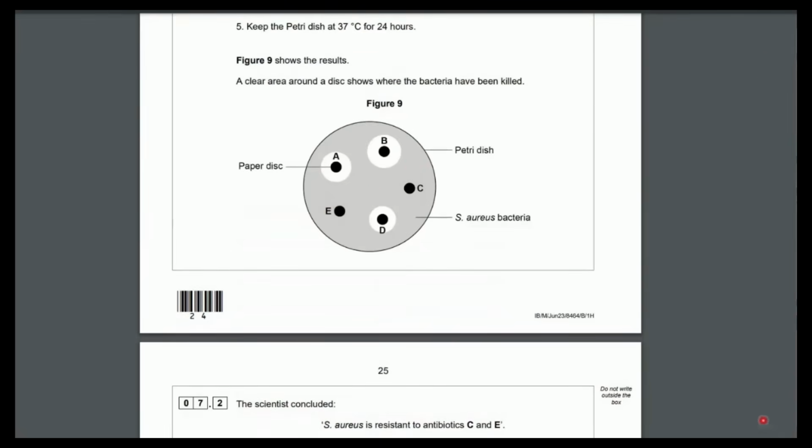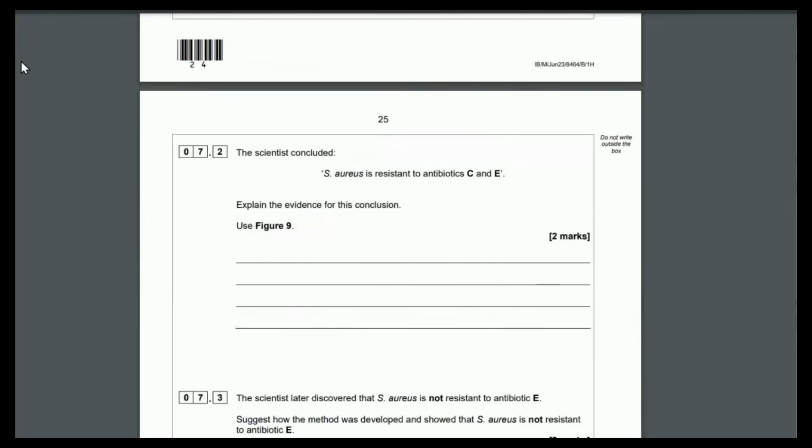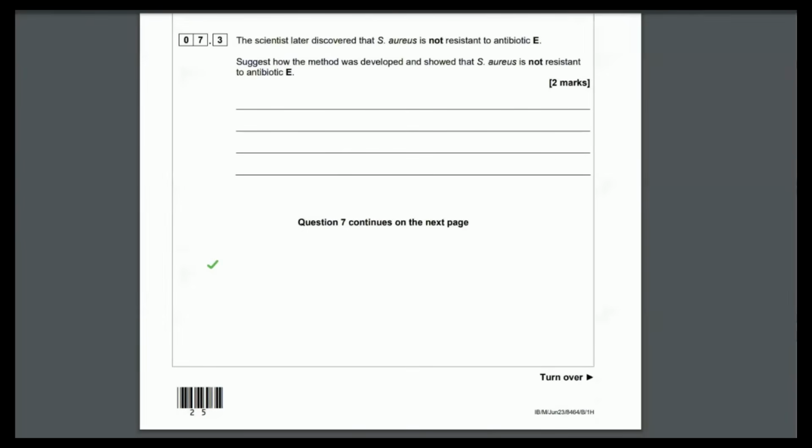The scientists concluded S. aureus was resistant to antibiotic C and E. What's the evidence? When you look at that picture, what was the evidence it was resistant to C and E? There was no clear area, no white circle around C and E, and this should tell us that no bacteria have been killed. And that's the evidence for 2 marks. So no clear area, bacteria have not been killed.